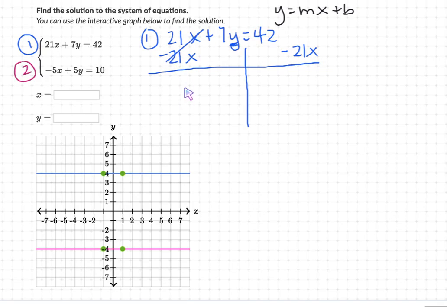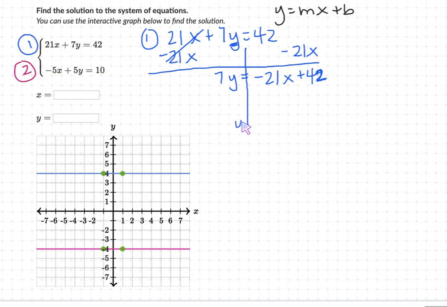21x minus 21x is no x's left over. On the left-hand side, you're left with 7y. And then these two cannot be combined. They need to stay separate because they're not like terms. One has an x and one does not have an x. And notice that I put it in y equals mx plus b format. I just switched their orders.